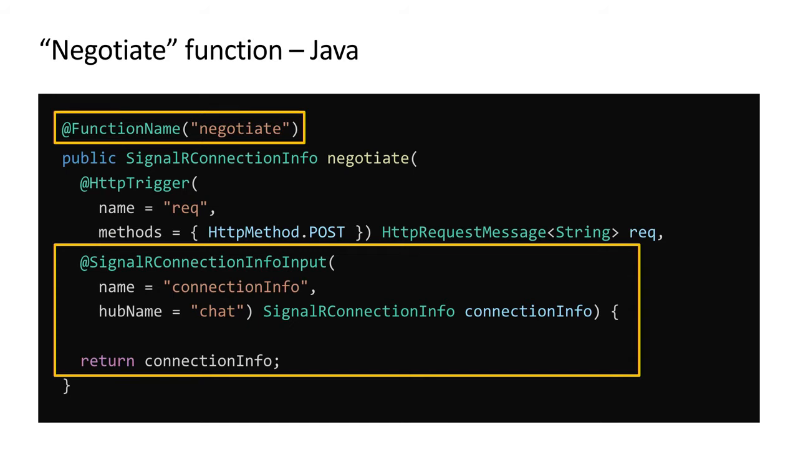But after that, all we need to do is just bring in an input binding for the SignalR connection info that will hand us a token along with the endpoint information for our SignalR instance that we can return directly to the client. But we can do more complicated things in here if we wanted to. So for instance, if we want to authenticate this particular request to a user, we can actually stick a user ID into that token that we give back. So now when the client connects to Azure SignalR service with this token, we can send them messages directly to that user ID.